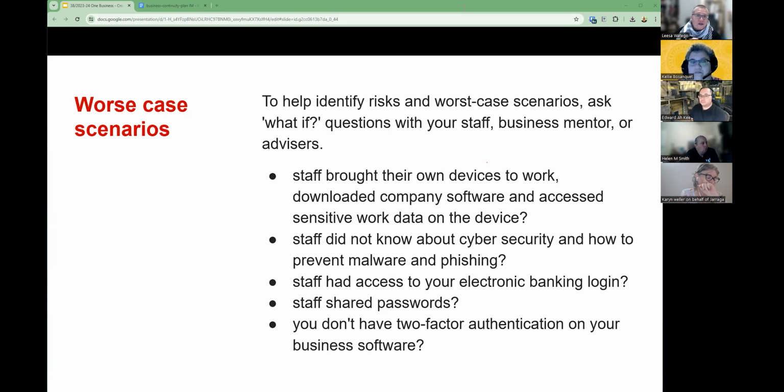If a staff member was having a bad day and decided to quit and decided to take it all down with them, they could do some damage. So yeah, there's a lot of trust there. They're big questions you need to ask yourself. What happens if you don't have two-factor authentication on your business software? Very, very scary stuff. And it takes time.